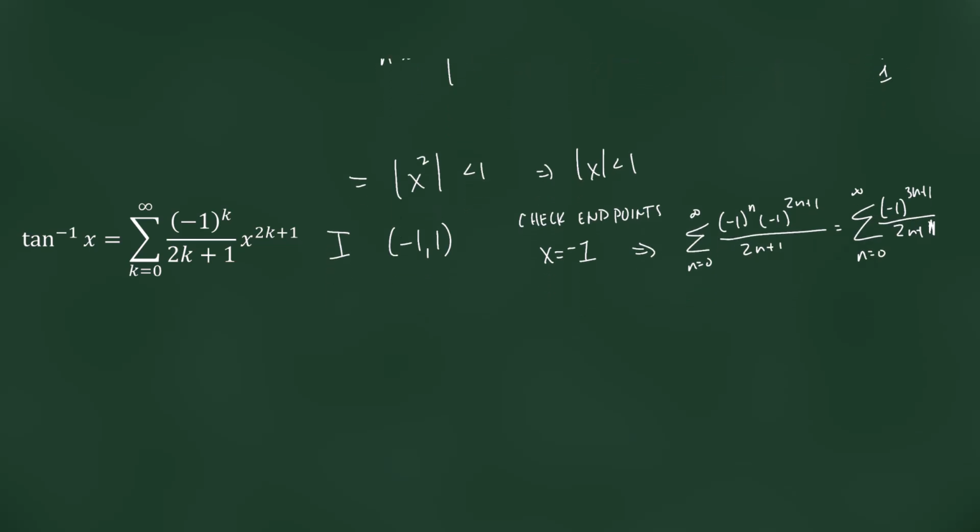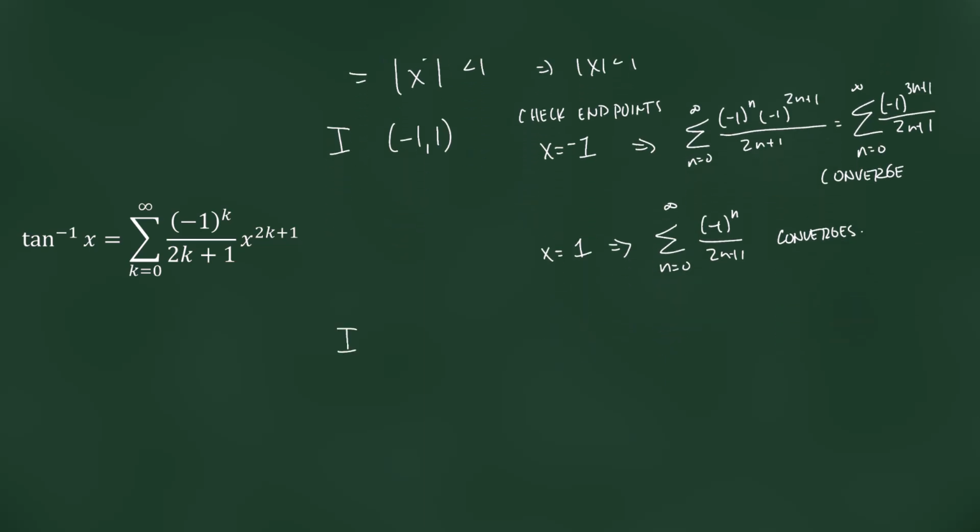And so it looks like the alternating harmonic series, and hence this is going to converge in comparison to the alternating harmonic series. So this converges at -1. Similarly, if we look at x equals 1, we get the sum from n equals 0 to infinity of (-1)^n over 2n+1, which by the exact same logic, is an alternating harmonic series and is going to converge. So what we actually found out is that our interval of convergence is -1 to 1.